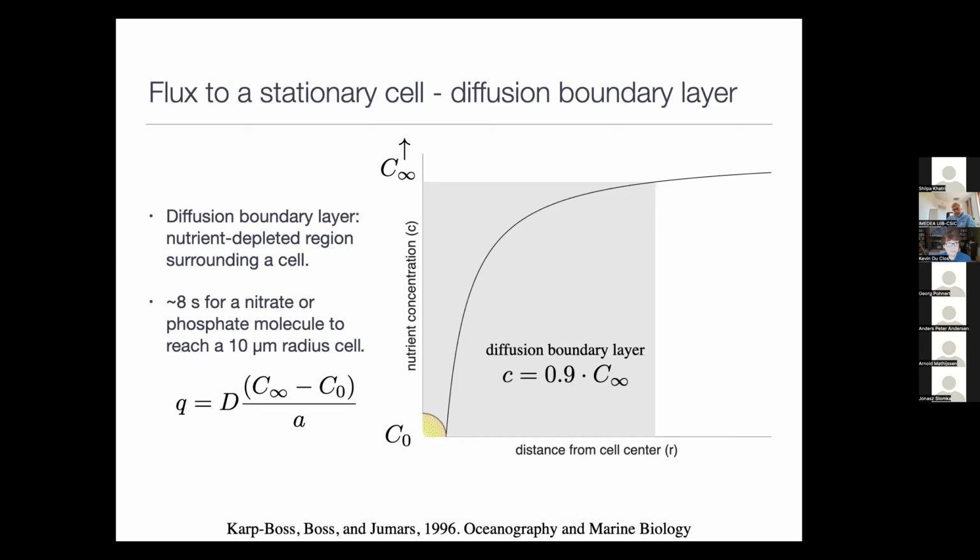And this equation is a nutrient flux to a cell using this model. And so you see that it depends on the diffusion coefficient and the concentration at C infinity and the concentration at the cell surface, which we set to 0, and then the size of the cell, the radius of the cell. And if we set the C infinity to be 1, we can simplify this to say that the flux just depends on the diffusion coefficient and the radius of the cell.